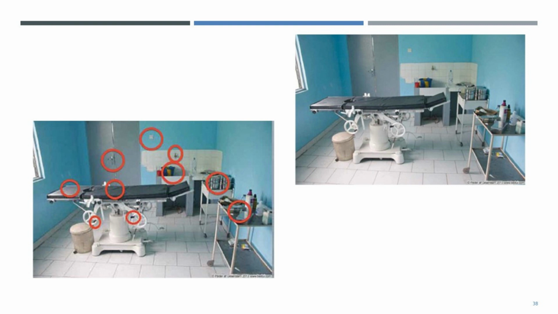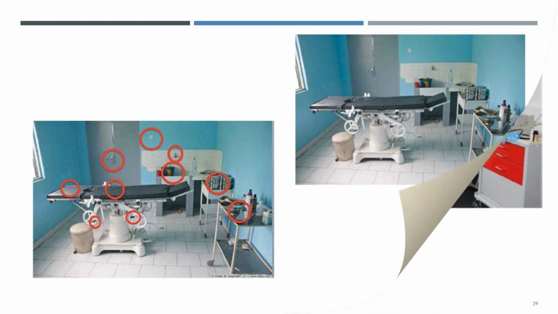Those are the handle of the door, the bed, the light switch, then the sink tap, then the utensils, the other detergents and things placed over there, and then the trolleys. So the red circled ones are all the high surface areas.